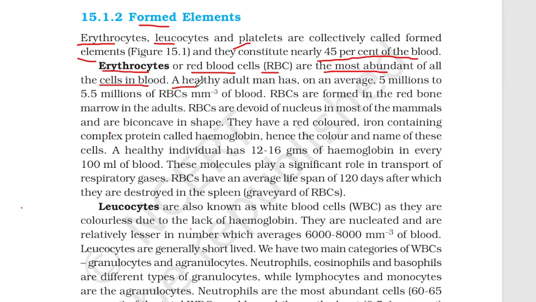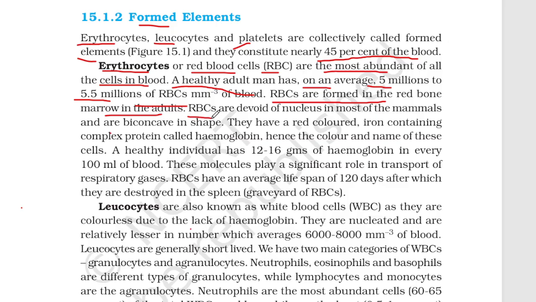Now a healthy adult man has an average of 5 million to 5.5 million RBCs per cubic millimeter of blood. This is present in a healthy adult man, and it can change from person to person. RBCs are formed in the red bone marrow in adults. So RBCs are usually formed in the red bone marrow. This is where the RBCs are born.